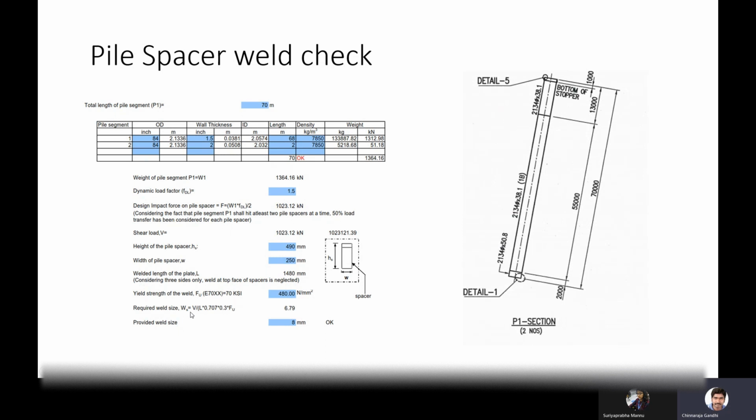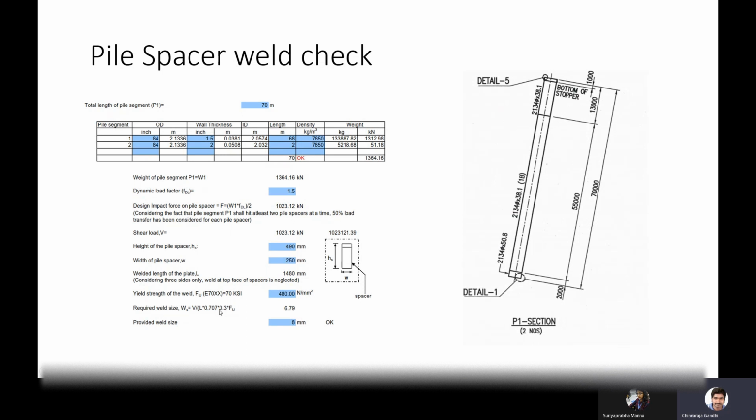So for the required size, we know that it is load divided by area. Area is the length of the weld into 0.707 into 0.3. Because if it is an 8 mm weld, we should not take the 8 mm; we have to take only the throat length, the perpendicular length, which is 0.707, into 0.3 into Fu. So what is this 0.3 into Fu? This is for the allowable weld.